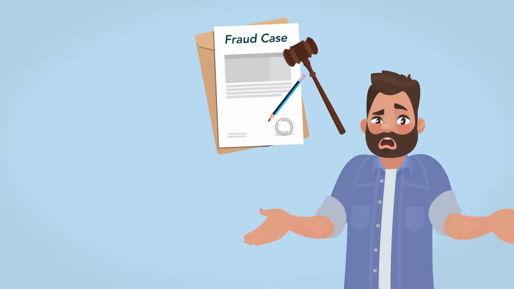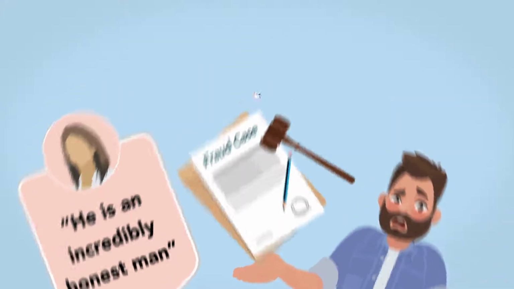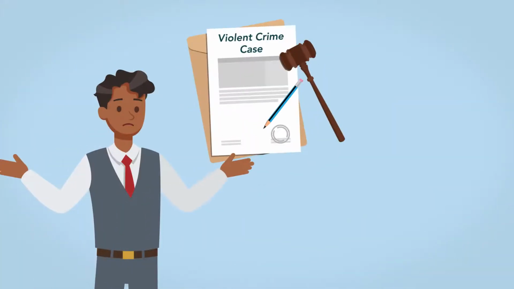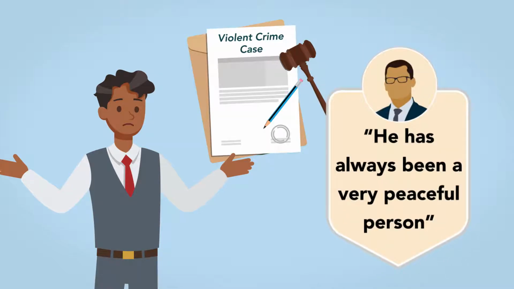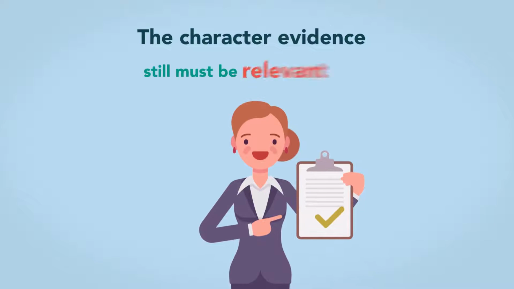For example, in a fraud case, the criminal defendant may call a witness to testify that he's an honest person. In a trial for a violent crime, such as homicide, battery, or assault, he may bring witnesses to testify that he's a peaceful person. Note, though, that the character evidence still must be relevant.